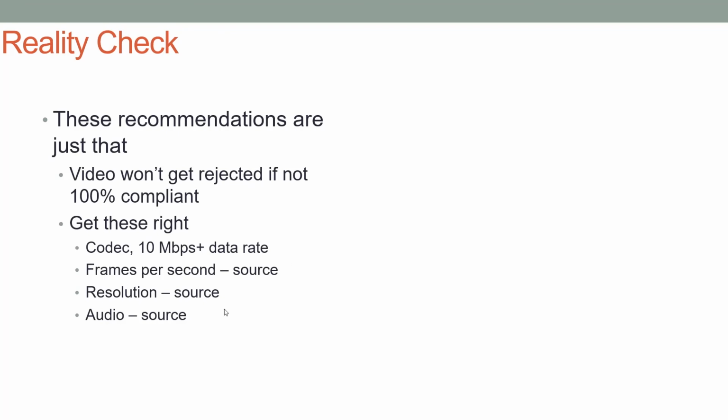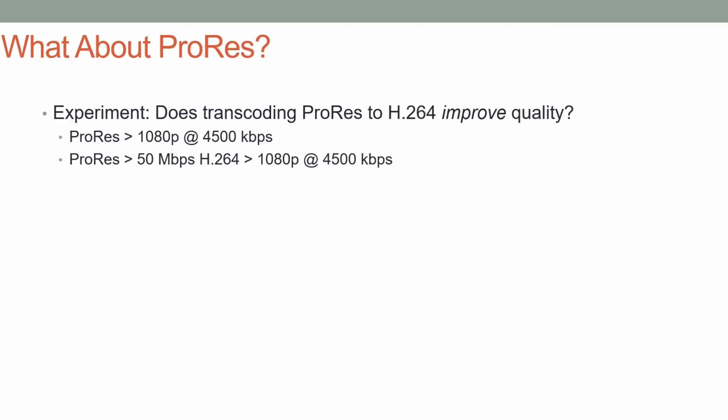Get the frames per second. That should be the source. Resolution should be source, and audio. I would always use the source audio with the file unless it's something crazy like more than 320 kilobits per second. Now, what about ProRes? We saw in all of our analyses that ProRes quality, both overall and in some cases low frame, was lower than 100 megabits per second.